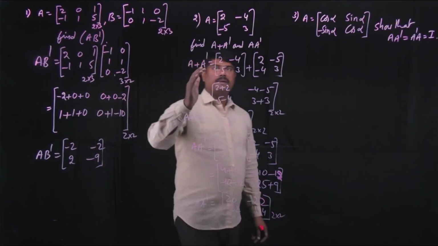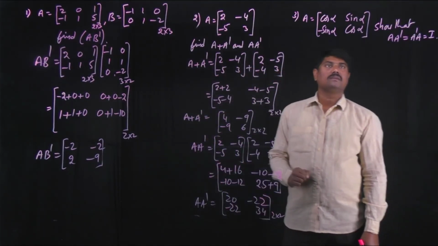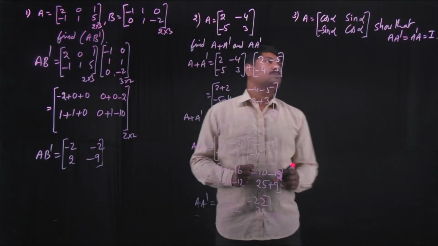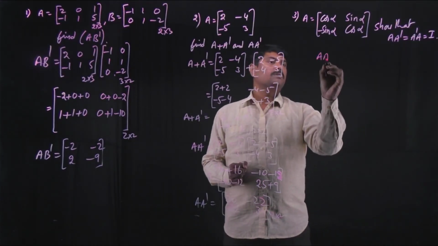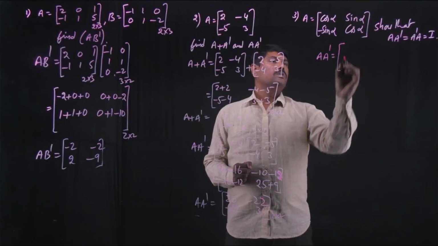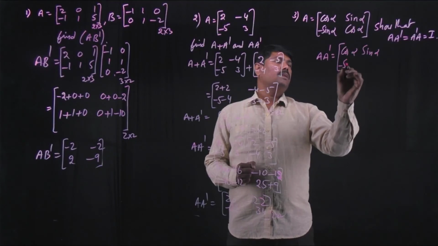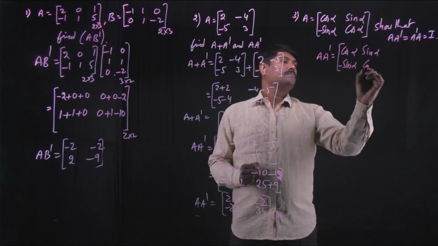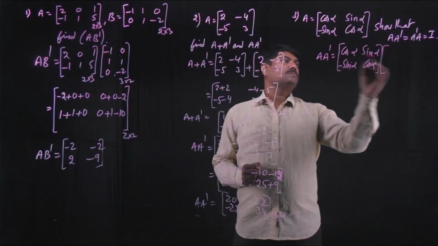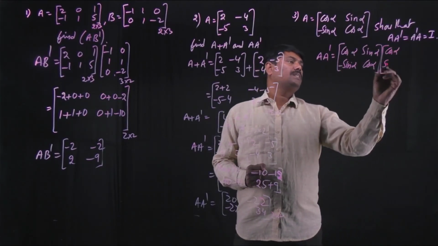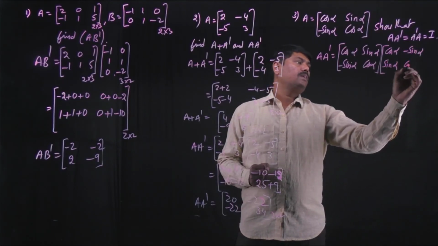So for any square matrix A, A plus A dash is symmetric and A into A dash is also symmetric. Now observe this one. For given A, you need to find A into A dash. So A is cos alpha, sin alpha, minus sin alpha, cos alpha. Now use its transpose: cos alpha, sin alpha as first column, minus sin alpha, cos alpha as second column.